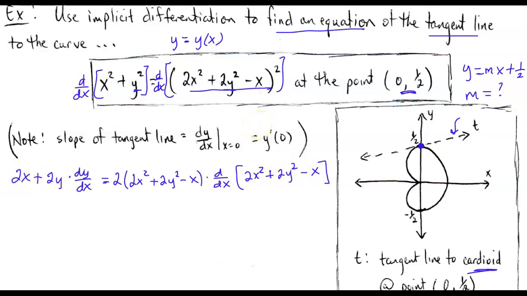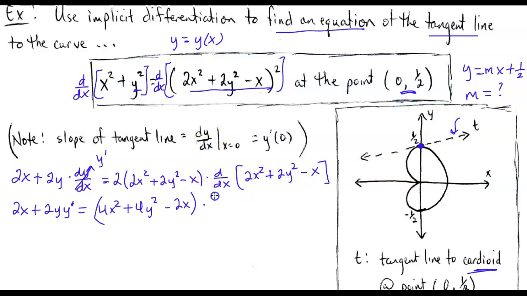So for this next line here, we're just going to say 2x plus 2y, and I'm going to do y prime here just to cut down on the amount of writing I need to do, equals. Here I'll go ahead and distribute the 2, so this will be 4x squared plus 4y squared minus 2x, and all of that will be multiplied by whatever we have here.